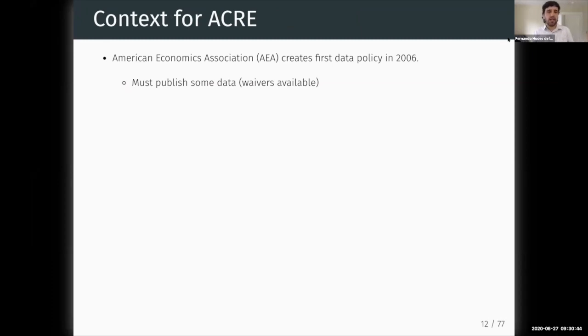So as context for ACRE, it's important to take into account the American Economic Association, which about 15 years ago created its first data policy, where basically they asked, back then I think it was 5 journals, that authors who want to publish in those journals must publish some data, and there were waivers available.